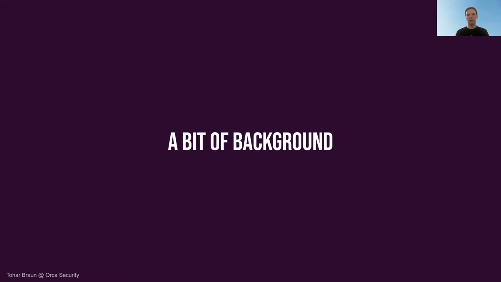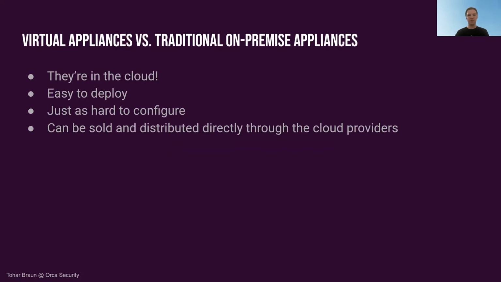So let's talk a little about virtual appliances, what they are and how they differ from traditional on-premise appliances. Well, the first obvious thing is that virtual appliances are in the cloud. This makes them much easier to deploy and much faster to deploy, in fact, but they are just as hard to configure as your traditional on-premise appliances.